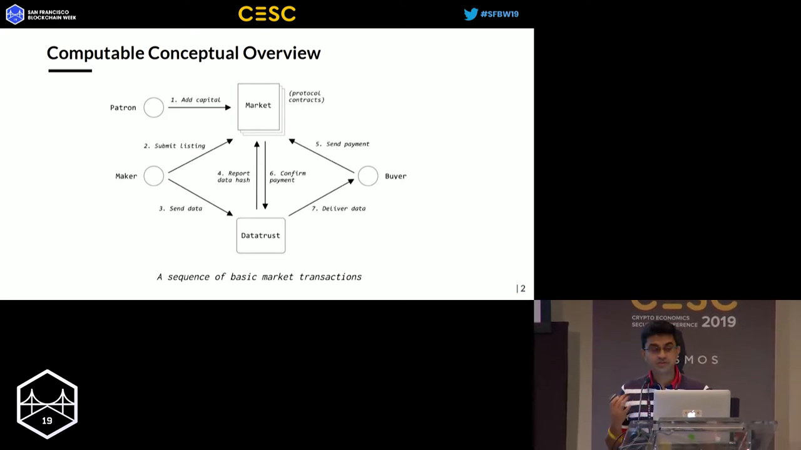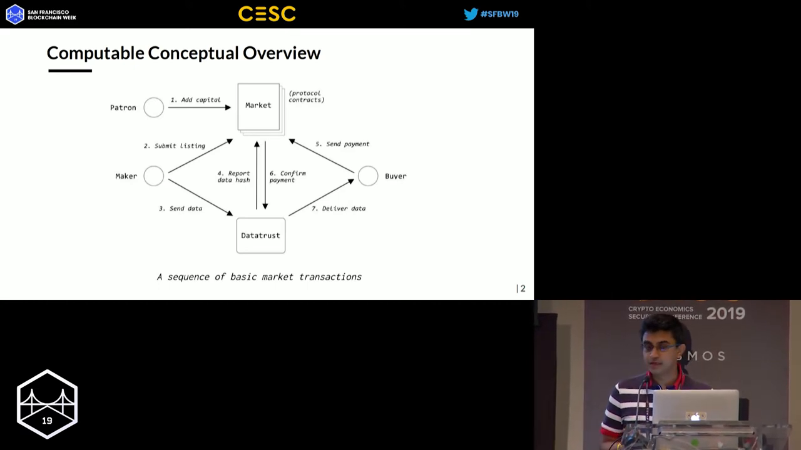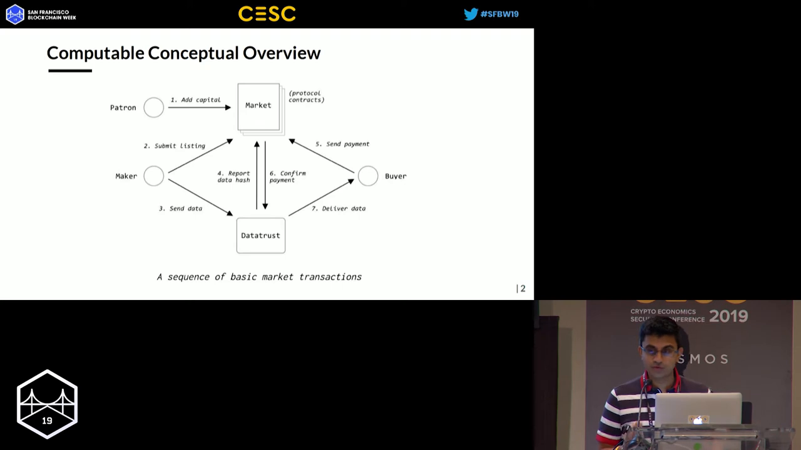So now you have a place to store your data, but you need people to actually gather it. These are called makers. Think of them as mechanical turkers, folks who are out there taking pictures, taking videos, getting the raw data into the system. And then on the other side, you have buyers, people who might want to get access to this data. Let's say a buyer could be a self-driving car company looking for new video feeds of interesting data sets that the makers provide and that the data trust stores.